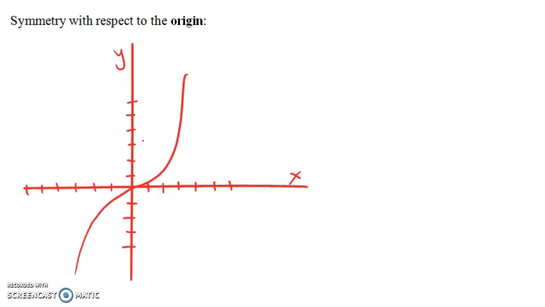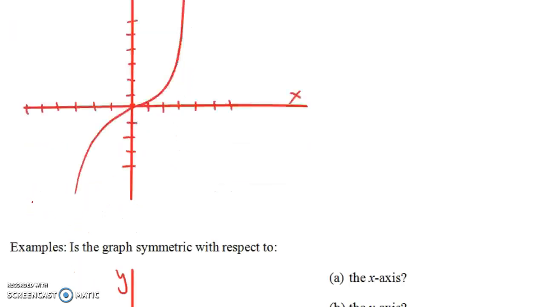Okay, now there's one other type of symmetry with graphs called symmetry with respect to the origin. And what symmetry with respect to the origin means is that if you take this graph and you flip it across the y-axis, then you'd end up with a graph that looks kind of like this. And then if you flipped it again across the x-axis, you would end up with your original graph again. So if you take your graph and you flip it across the y-axis and then flip it upside down across the x-axis, and if you end up with the same graph as your original one, then we say it's symmetric with respect to the origin. So this graph is symmetric with respect to the origin.